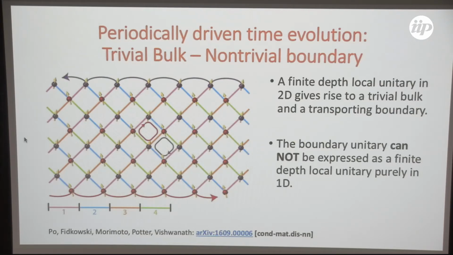So in the bulk, the time evolution is trivial. It's just identity. But on the boundary, it's a translation. And it will turn out to be the boundary unitary, which are translations. You are not able to express this as a finite depth local unitary if you want to realize this purely in one dimension. This immediately already follows from the paper by Gross, Nesme, Vogts, Werner.